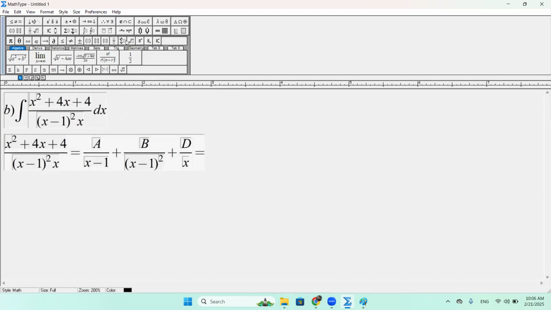So doing the same that we did before, the same approach: finding the common denominator, plus bx plus d multiplied by x minus 1 in power of 2.